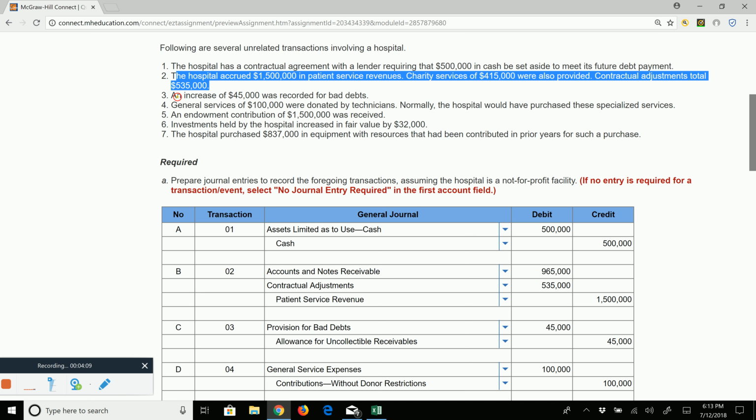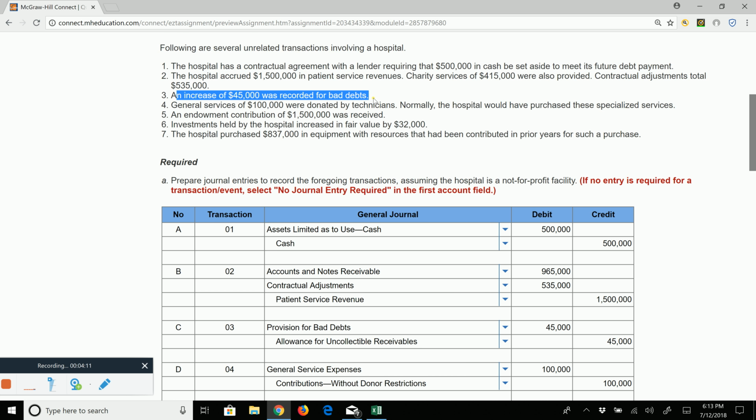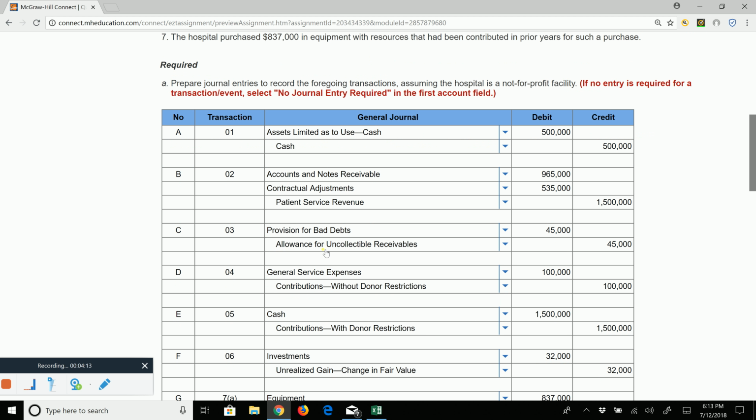Number three, an increase of $45,000 was recorded for bad debts. We will debit provision for bad debts, which is a contra revenue account, and credit your contra receivable, your allowance for doubtful accounts.